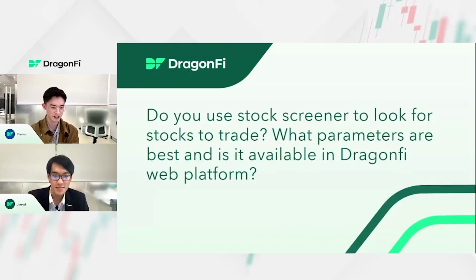Next, do you use a stock screener to look for stocks to trade? What parameters are best? And is it available in the Dragonfly web platform? So in Dragonfly, we just have the dividend screener. It's best for finding the best dividend stocks using the payout, the dividend yield, the dividend growth, the ROE, the coverage ratio. Those are all good parameters that will help you identify the best stock, with additional filters like the specific yield or size of the DPS. But personally, Jared, do you use any stock screener to look for stocks to trade?